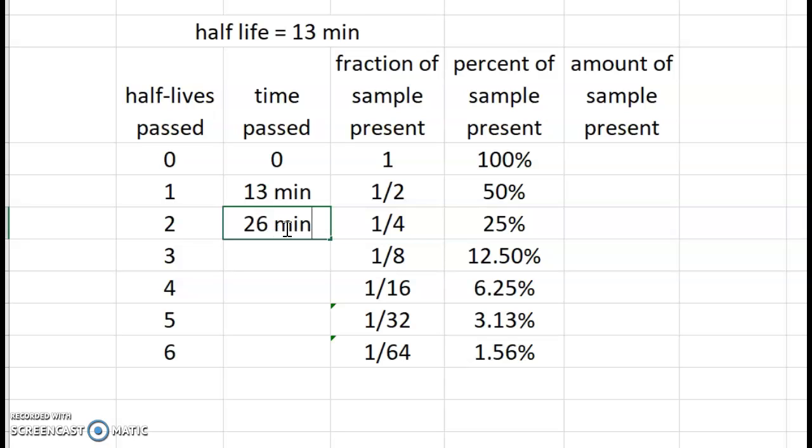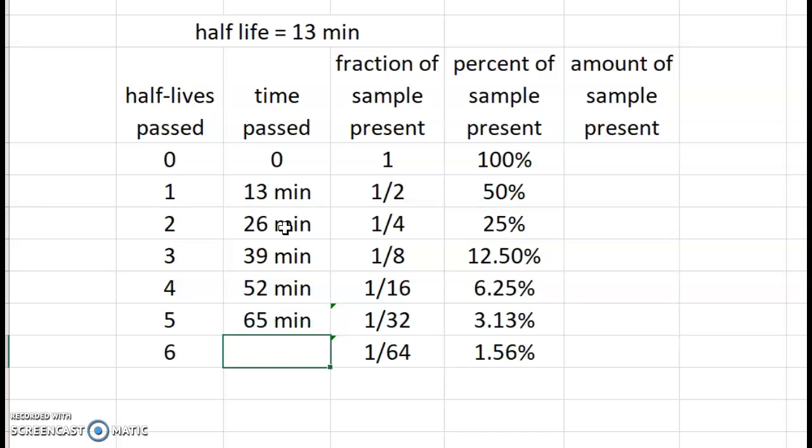So after another 13 minutes, that's two half-lives, is 26. Three half-lives is another 13 minutes, which makes a total of 39 minutes. And then 52 minutes. Again, I just keep adding 13 minutes each time. And of course, I hope you're seeing that not only are we adding 13 minutes each time, but you're really multiplying. After three half-lives, you multiply 3 by 13 minutes, and you get 39 minutes that go by. That's an easier way to find the time at the end. If you don't need all these times, you can just say, 6 half-lives went by times 13 minutes, that's 78 minutes.